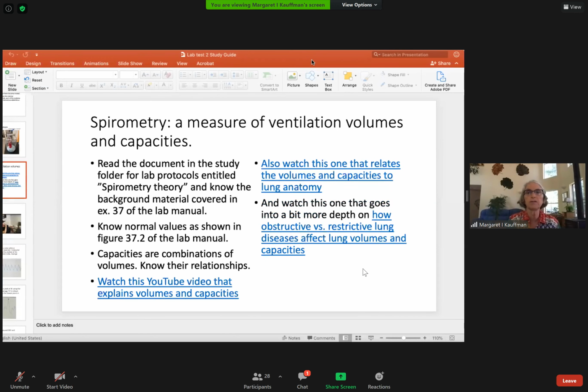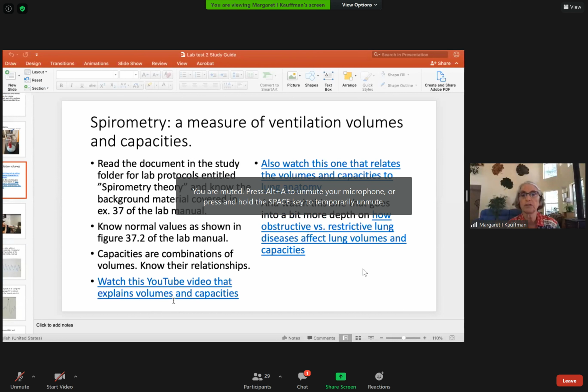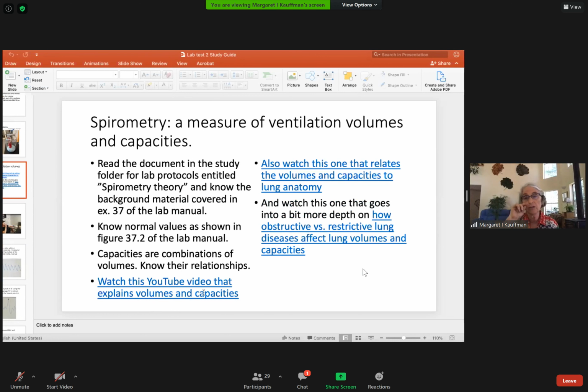Okay, so this is in the study guide. Here is the YouTube video that does the obstructive restrictive, the last part, that last table, and shows you how Kevin measures it. Now, I included these other two because they do a much better discussion of just what volumes and capacities are, and obstructive versus restrictive diseases. And these I got online.